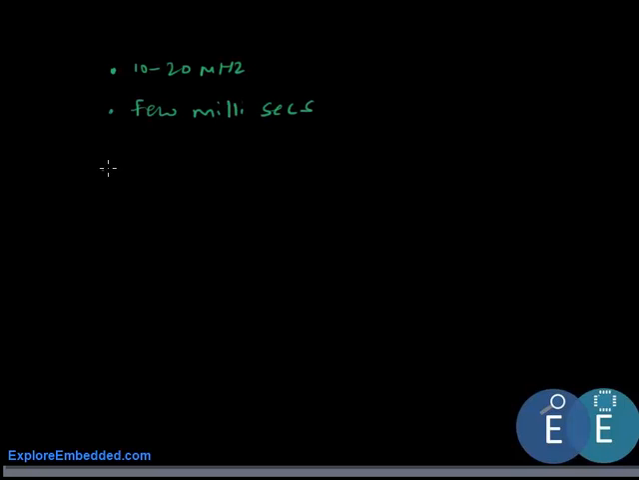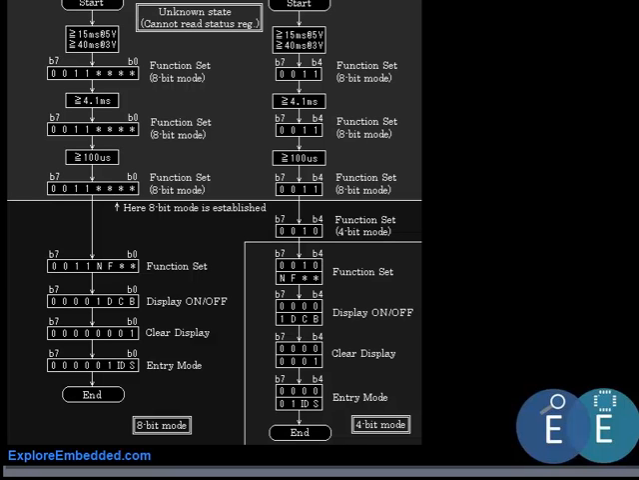But the LCD, as you will see in the next slide, takes several milliseconds to boot up. So what happens is, before the LCD even boots up, the controller would have gone past the basic commands or basic data that we set, and this often results in the LCD displaying garbage values. In the next video we'll look at the exact sequence for booting up the LCD.